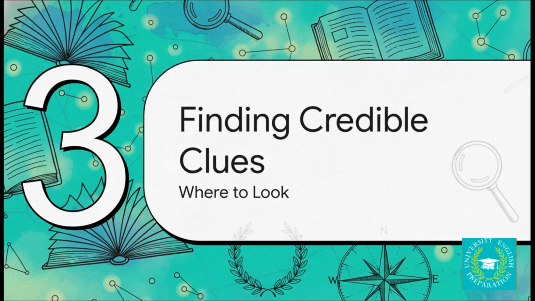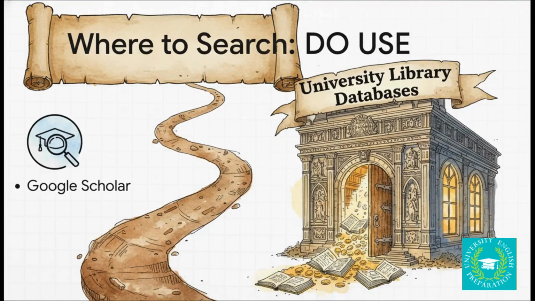Okay, mission briefed, keywords are ready. Now, where do we actually go to find these credible academic clues? You want to stick to the professional tools of the trade. Google Scholar is a great place to start, for sure. But the real treasure is hidden in your university's library databases. These things are just gold mines of high-quality, verified research.